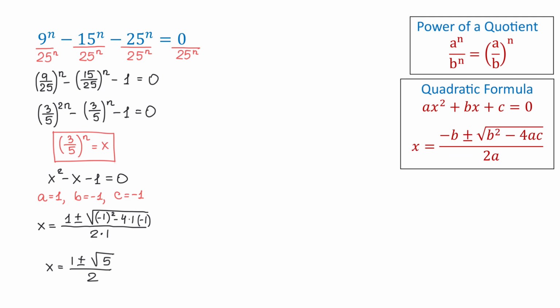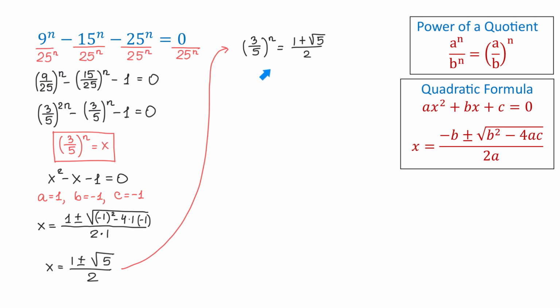So we have x, but now we have to find n, which will be the solution to the initial equation. Here we have the relation between n and x, and that is 3 over 5 to the nth power equals x. This equation tells us that if we have a positive base and we raise it to any exponent, the result will always be positive. So if we want to replace this x with the solution that we got here, then we need to use only the positive one, and that is 1 plus square root of 5 over 2. So then we will have 3 over 5 to the nth power equals 1 plus square root of 5 over 2. You might recognize this quantity as the golden ratio.